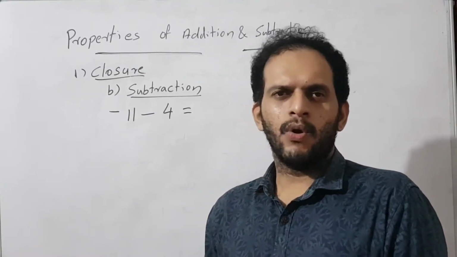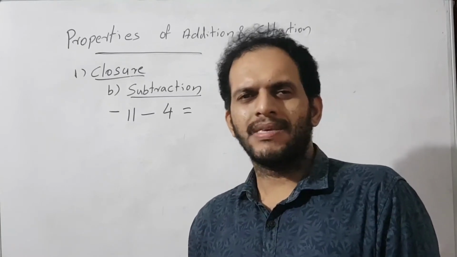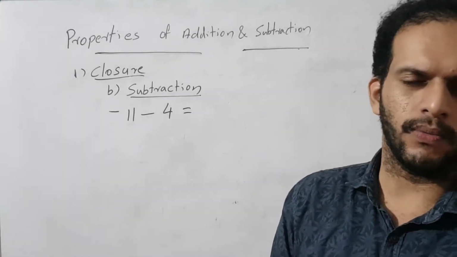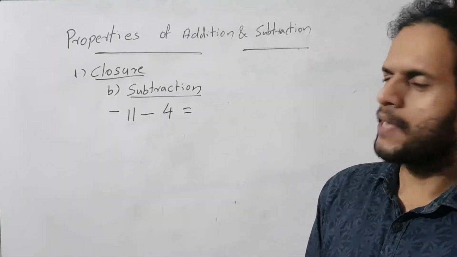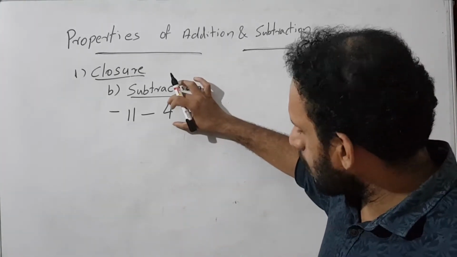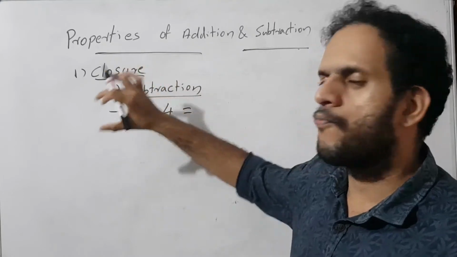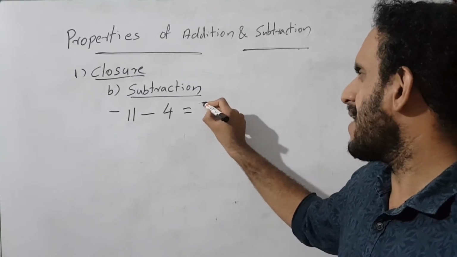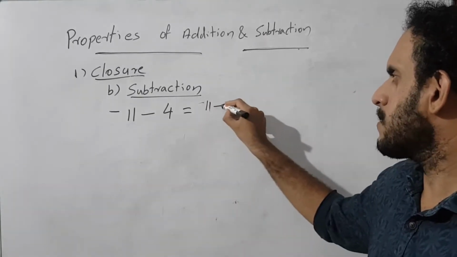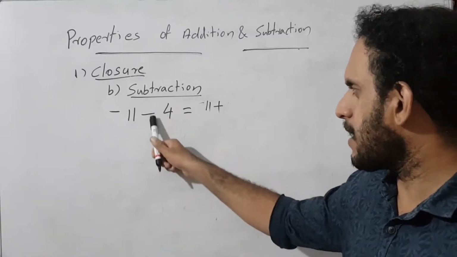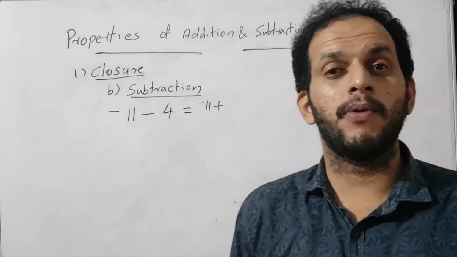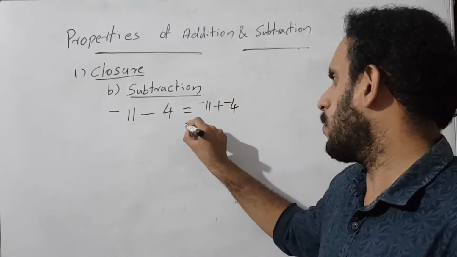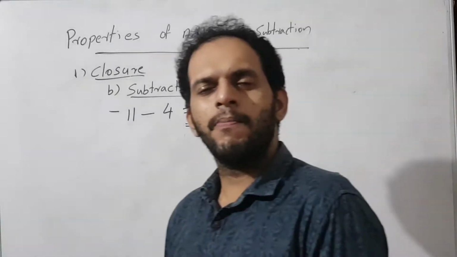So we know the rule to subtract integers, correct? What is the rule we follow in the case of subtraction of integers? In the case of subtraction, we add the additive inverse of the second number to the first number, correct? Then how do we do it? Minus 11 plus the additive inverse of the second number 4. The additive inverse of 4 is minus 4, correct? So minus 11 minus 4 is equal to minus 11 plus minus 4.